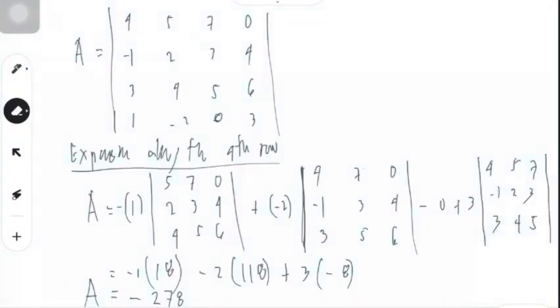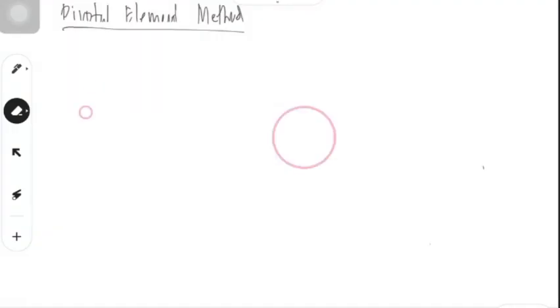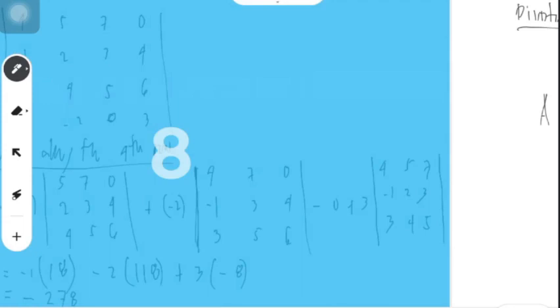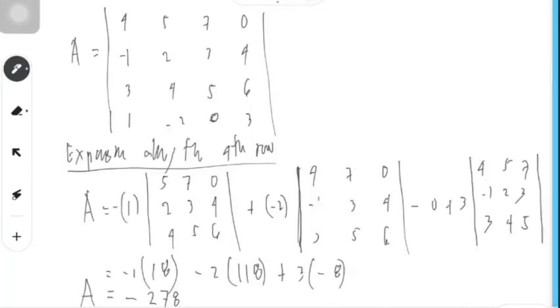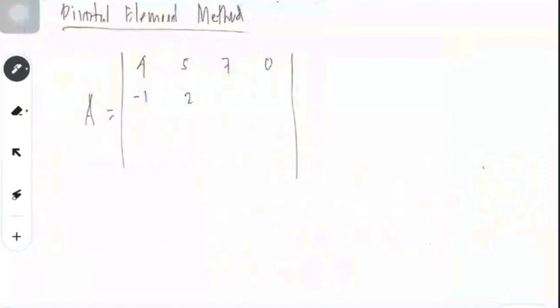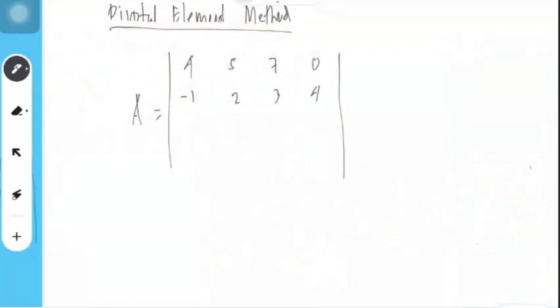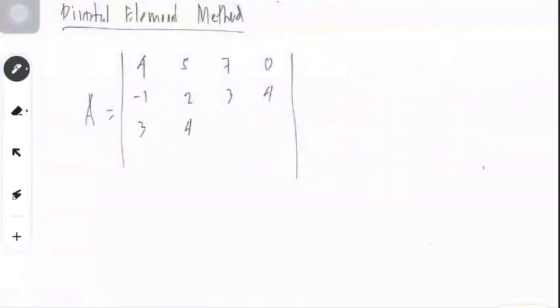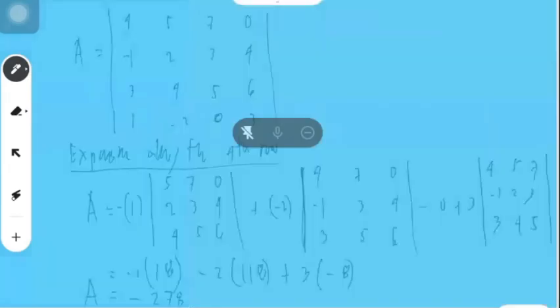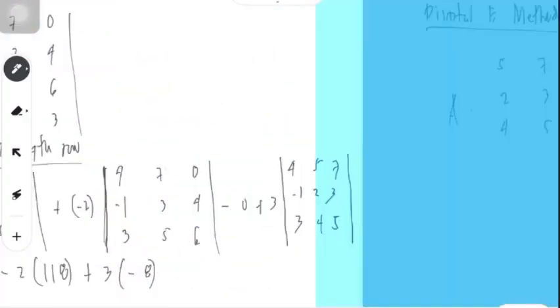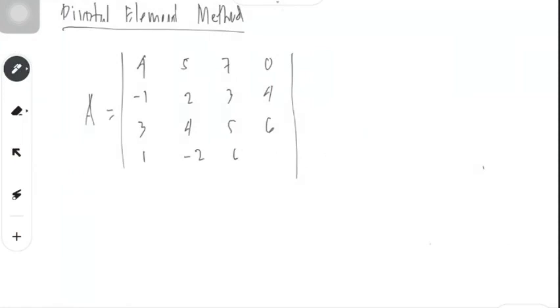Ano yung problem kanina? 4, 5, 7, 0. Second row: negative 1, 2, 3, 4. Then 3, 4, 5, 6. And the last one: 1, negative 2, 0, 3.